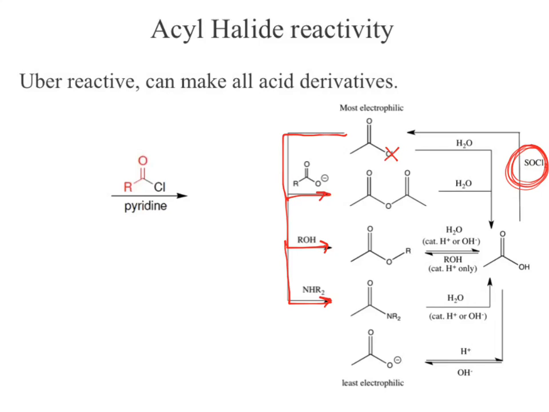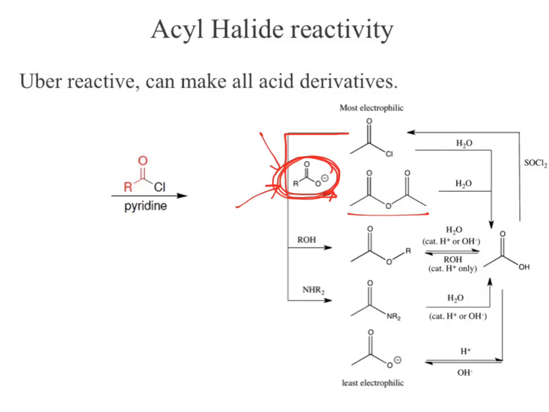Yes? How can we make from the acyl chloride? How can we make the anhydride? How do you make the anhydride? Okay, so let's follow the arrow to go from the acyl chloride to the anhydride. Where's the anhydride? Oh, you mean that? Okay. What reagent do we need to go to the anhydride? It's right over the arrow. That's it. That's what you need to add.